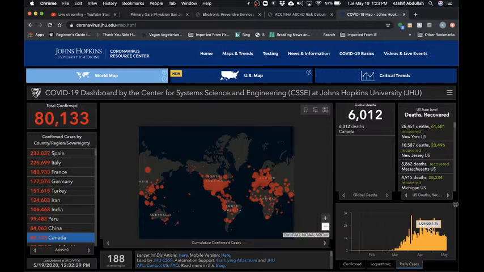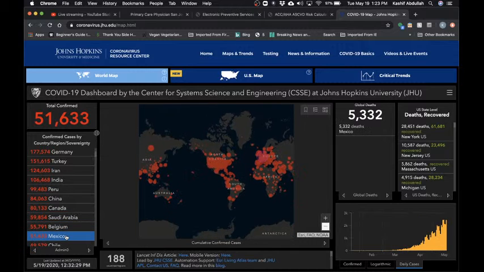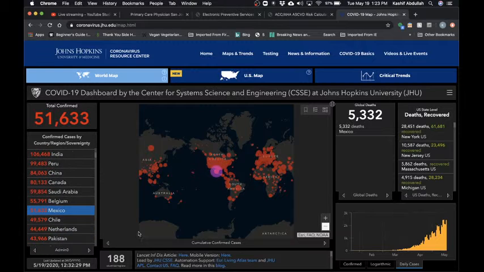But their case numbers are dropping. Their numbers actually are sort of like Europe, only they never had a large hump of increased cases. They had like here, but they've come down a good amount. Saudi Arabia is just skyrocketing high. Belgium, it's dropping. Mexico, just like Russia and India, is exponentially rising.